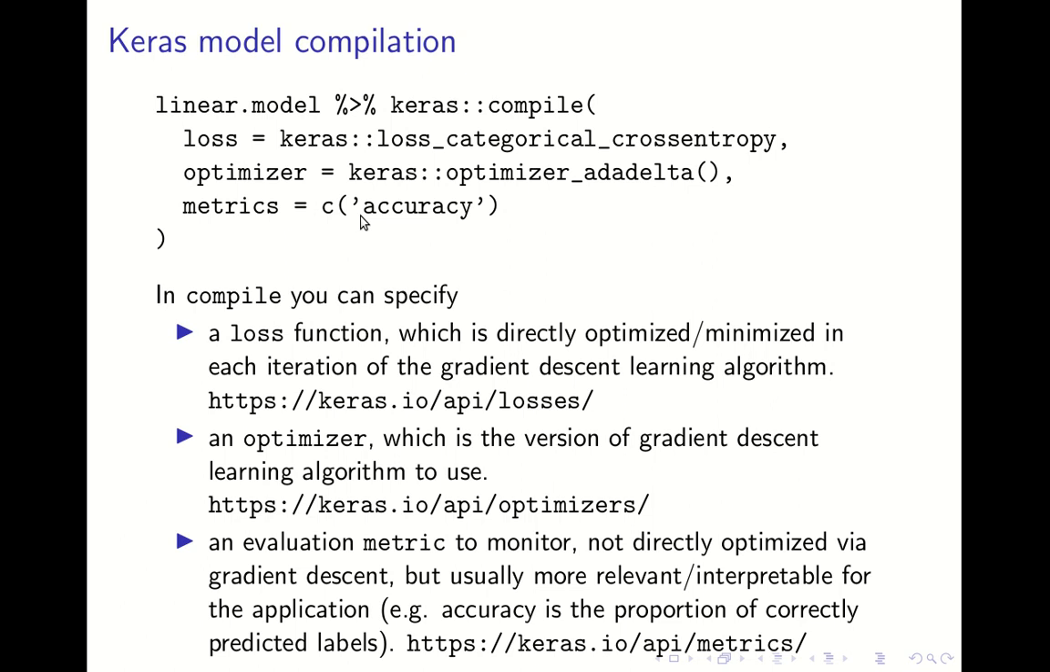So it's not directly optimized via gradient descent, but there are various metrics which are typically more relevant or interpretable for the application. So here, accuracy means the proportion of correctly predicted labels, which is a very interpretable and relevant metric for classification problems. If you want to know what different kinds of losses and optimizers and metrics are available, you can go to the Keras API webpage, and it describes all of the different options you have for these 3 categories here.